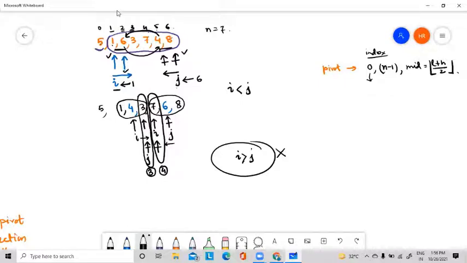Whenever I and J cross each other, it means I have already covered all the smaller elements in this side, and I have already covered all the greater elements in this side. Okay, so after that, the final thing that we have to do is interchange the pivot element with one of these elements, and the element with which pivot will be interchanged is this Jth element. You can say Jth element, or you can say I minus 1th element. See, both are the same position.